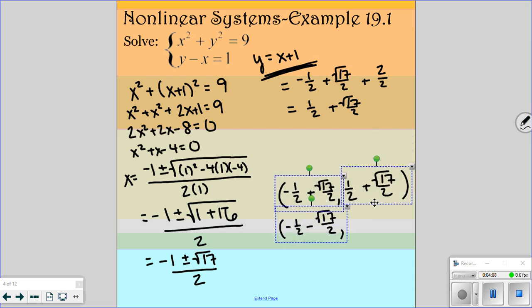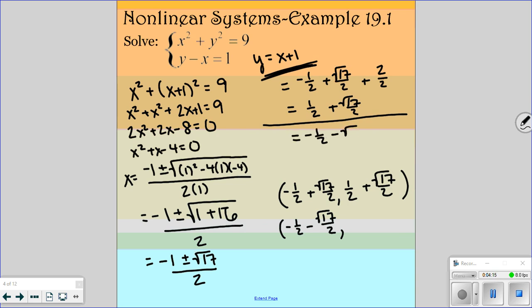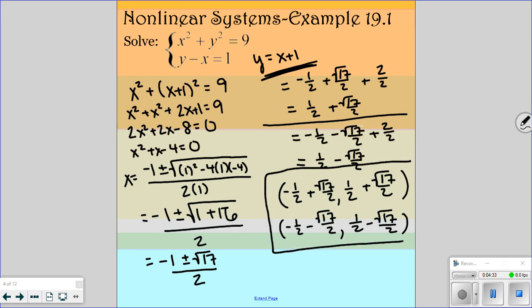Now for the second point, we're going to have negative 1/2 minus the square root of 17 over 2, and then plus 1, which is 2 over 2. So if you add those, you get 1/2 minus the square root of 17 over 2. And so that would be your two answers. You have to make sure that you put your x's with the correct y value. If you have these switched, then it's not going to be correct. So make sure that they are exactly like they're supposed to be.